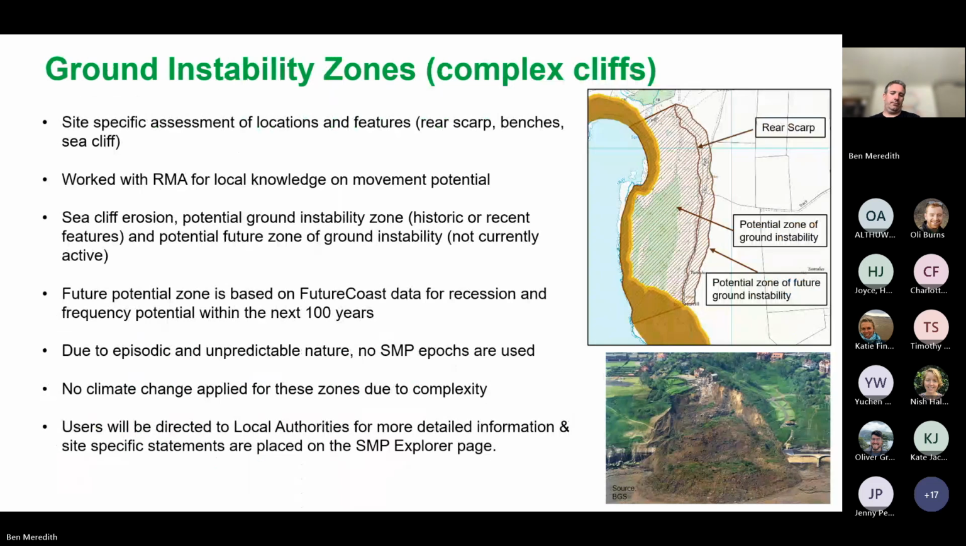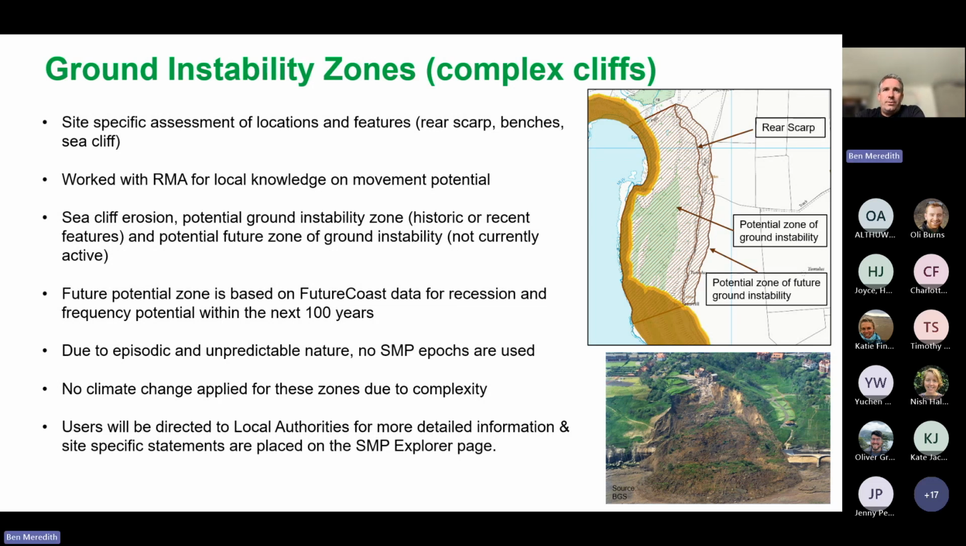Areas of complex geology where deep-seated landslides can occur were previously known as complex cliffs in NSERM, but they were not displayed spatially, and that was always a bit of a limitation. So we've worked on improving the assessment and how to present these visually. Following consultation with local authorities through alpha and beta testing, we renamed the complex cliff locations as ground instability zones, that better reflects the risk, and it's more meaningful than the term complex cliffs.